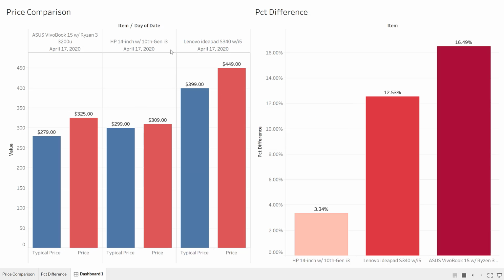Now, none of these machines compete directly with each other, but they're all usually in the high 200s to almost $400 range. But as we saw yesterday, the price of each of these has gone up on Walmart. The HP only went up around 3.3%, but the Lenovo IdeaPad went up by over 12.5%, and the Asus VivoBook 15 went up by 16.5%.